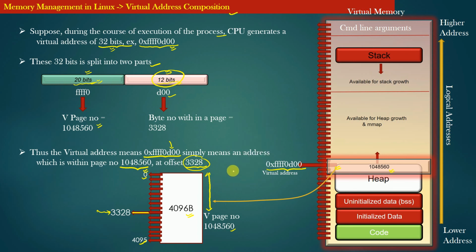Thus, the takeaway from this slide is that the virtual address can always be split up into two parts. The first part identifies the virtual page number in the process virtual address space, and the second part helps us to find the exact byte location within a virtual page. Thus, the virtual address is always composed of two parts: the virtual page number plus the offset within a page. Right?